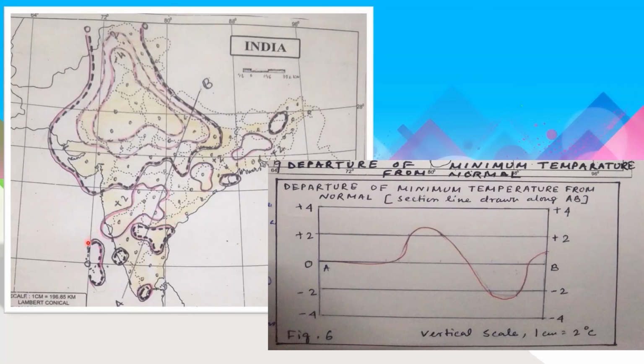Minimum temperature below 2 degrees centigrade normal has been found in Uttar Pradesh, Uttarakhand, Jammu and Kashmir, Rajasthan, Gujarat, Madhya Pradesh and western part of Bihar. Minimum temperature below minus 4 degrees centigrade normal has been observed at the stations of Punjab, eastern part of Uttar Pradesh, Himachal Pradesh, western part of Jammu and Kashmir and Rajasthan.